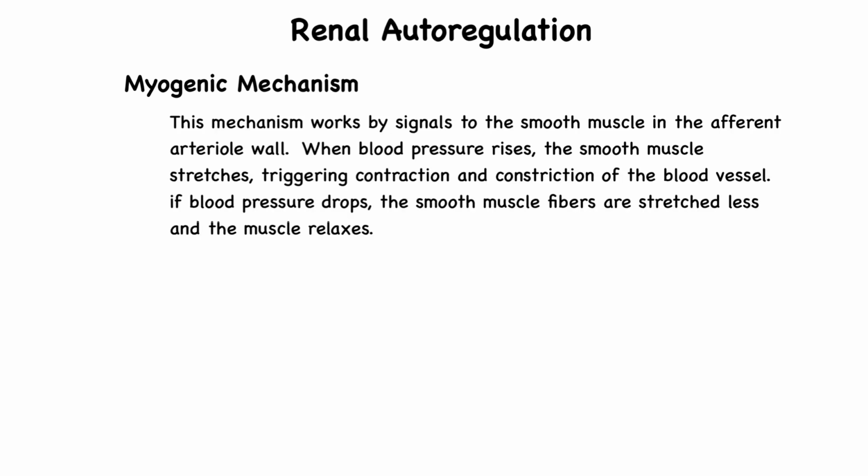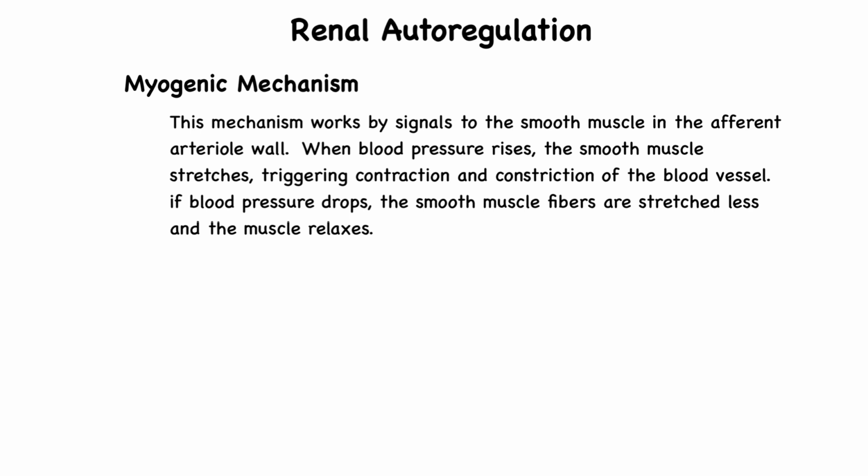Your kidneys self-regulate glomerular filtration rate through two key mechanisms. The first is the myogenic mechanism. This mechanism works by signals to the smooth muscle in the afferent arteriole wall. When blood pressure rises, the smooth muscle stretches, triggering contraction and constriction of the blood vessel. If blood pressure drops, the smooth muscle fibers are stretched less, and so the muscle relaxes.